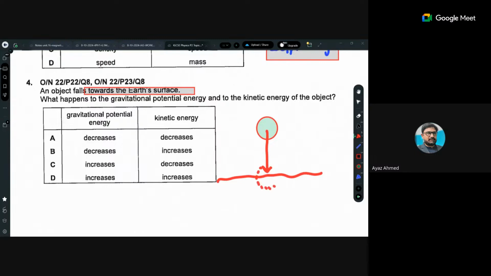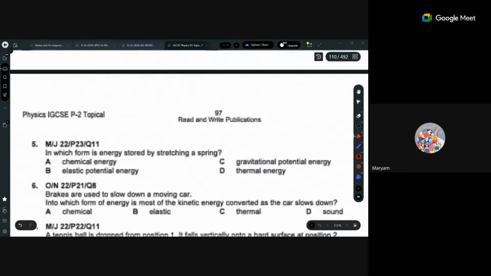That's why if the object is breakable, then it breaks. So gravitational potential energy decreases because height decreases, and kinetic energy increases because the loss in gravitational energy is equal to the gain in kinetic energy. Right? So option B is the correct one. Is it clear to you? Yes, sir.